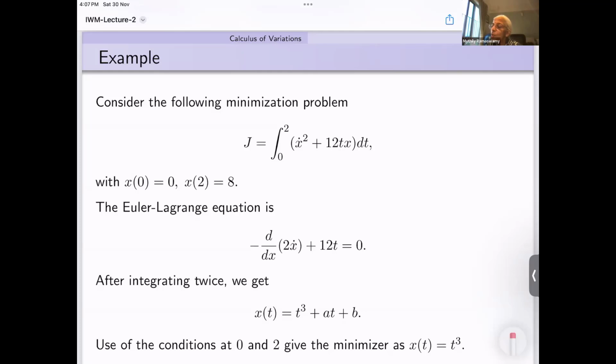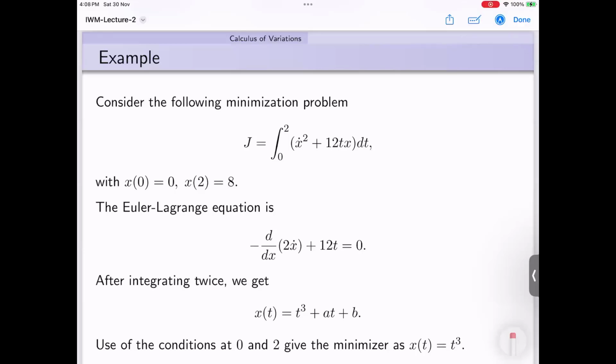J is the integral of x dot square plus 12tx dt. And I forgot to write what the differential equation was. Give me a minute, I have to check my notes. I think it's x dot is t... I'll see the example. Yeah, I have got t cube, so maybe it's t square. It's unfortunate that I have forgotten to write it.